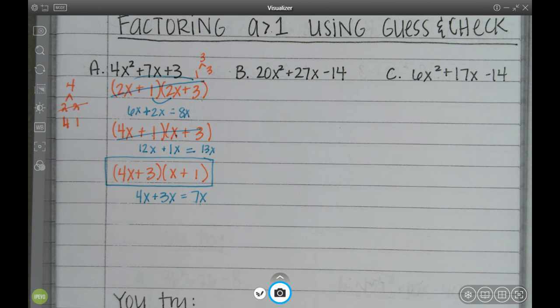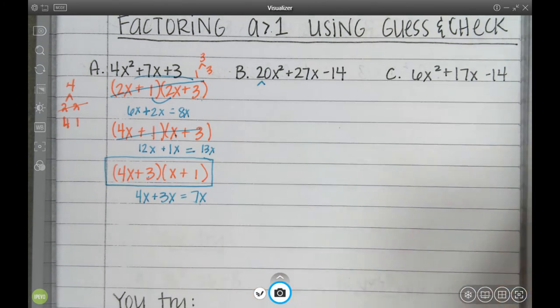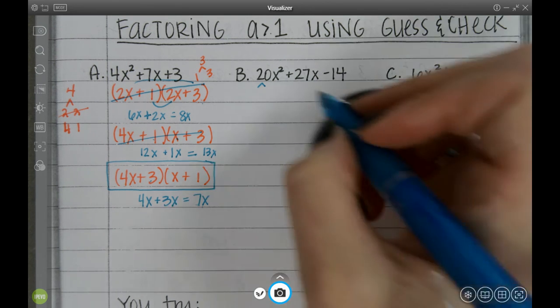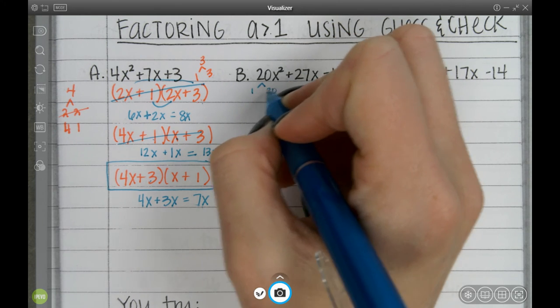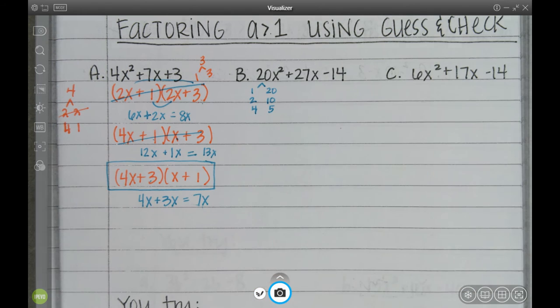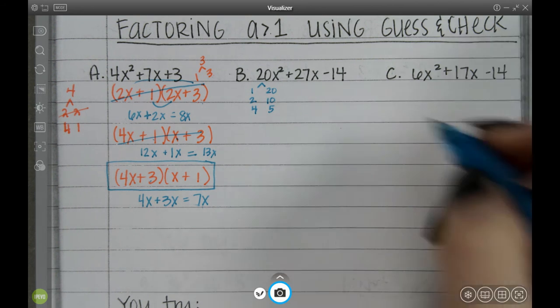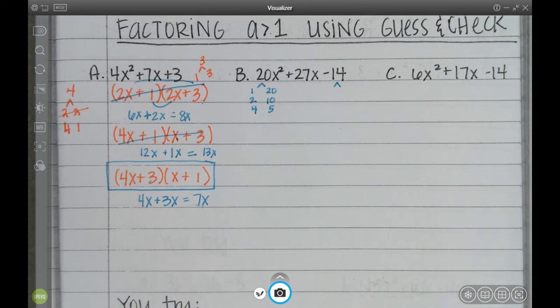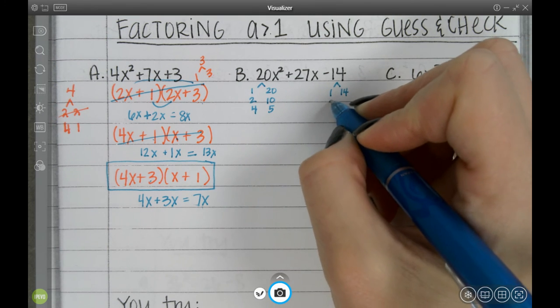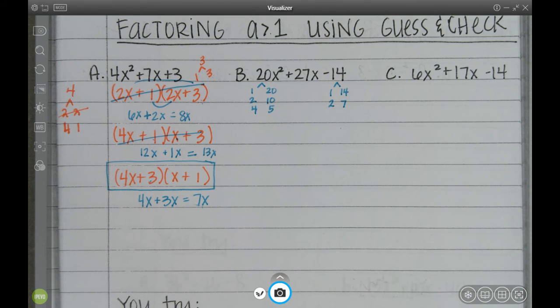Okay, so the way that I'm going to start this next one, I'm going to first write out all the factors. So what are my factors of 20? 1 and 20, 2 and 10, 4 and 5. Do I have any other ones? No. What are my factors of 14? 1 and 14, 2 and 7. Do I have any others?